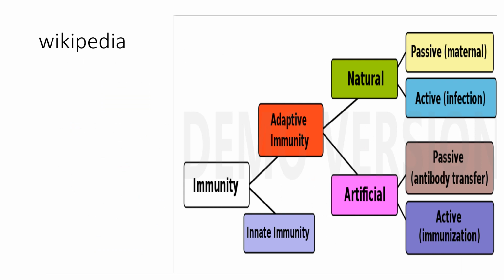So we ask, here you have Wikipedia and the immune system, and we ask, what is the role of adaptive immunity in this interference?